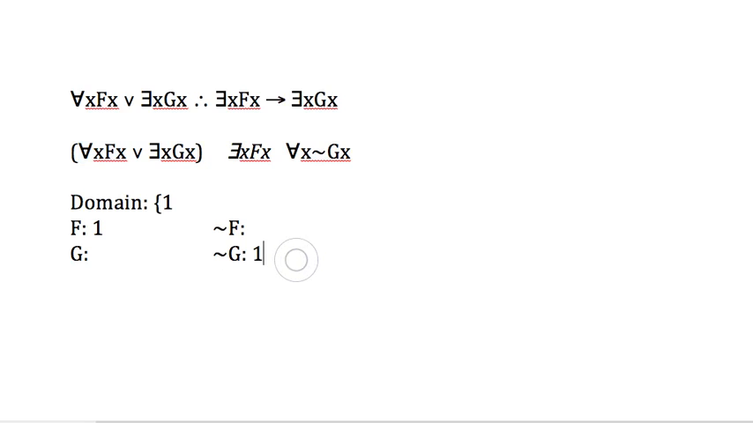So this little one-object domain, if we stop there, gives us an interpretation in which the premises of our argument are true and the conclusion is false. In other words, in which all of these statements here are true. So this refutes the argument.